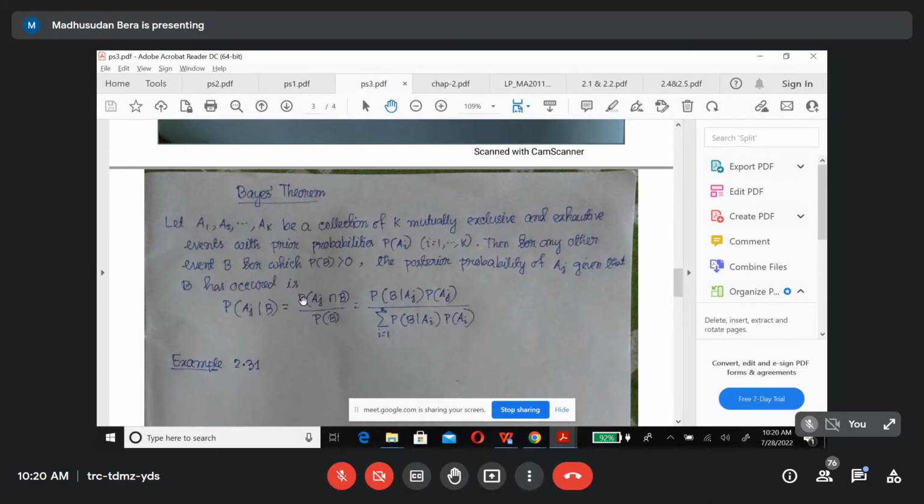P of AJ given B will be P of AJ intersection B divided by P of B. So AJ intersection B, by the chain rule, is P of B given AJ times P of AJ, and P of B comes from the total law of probability. So this is our Bayes theorem. Bayes theorem, okay?